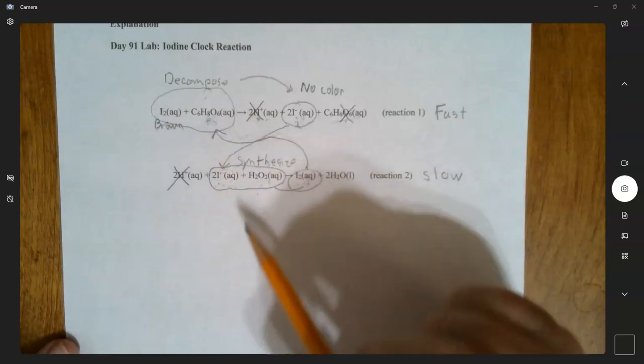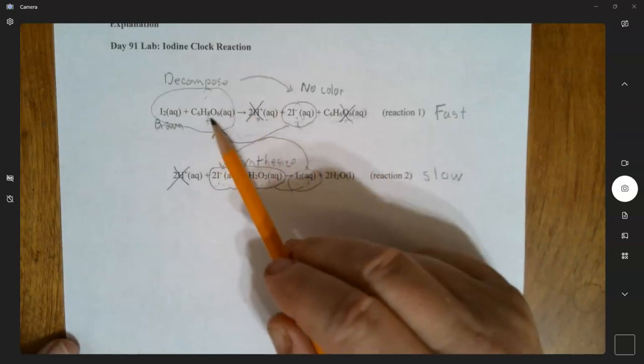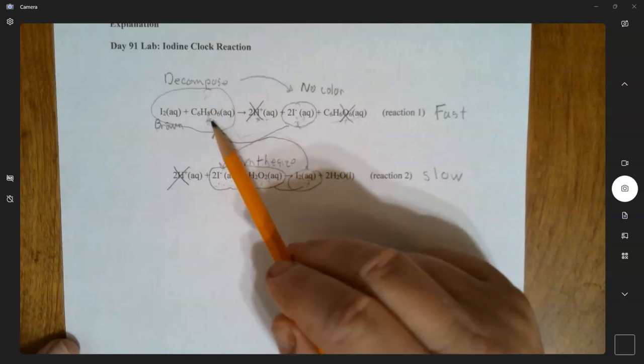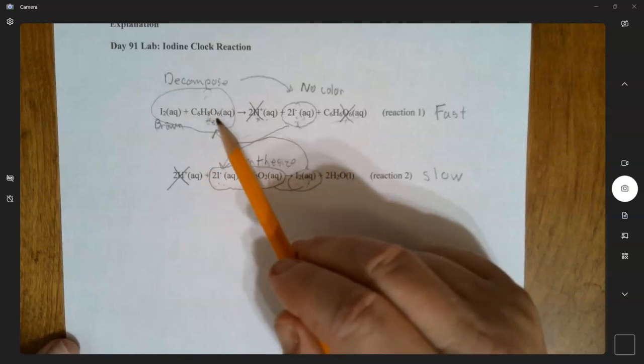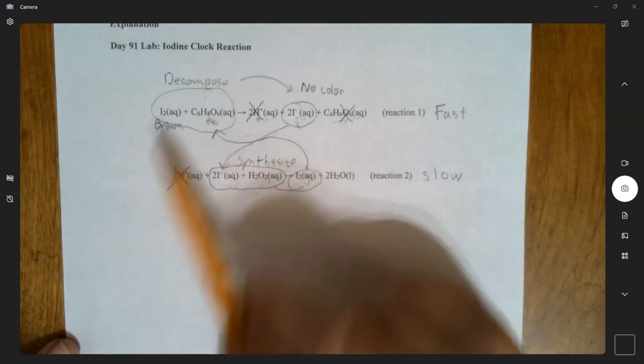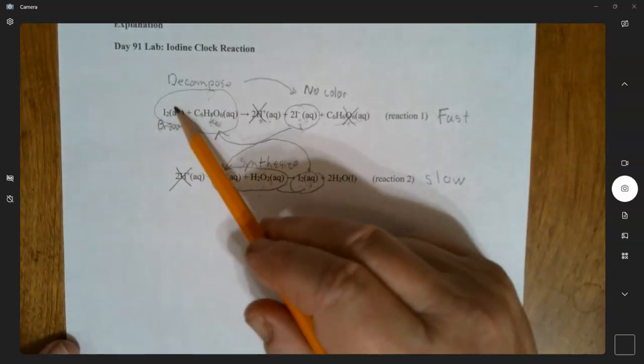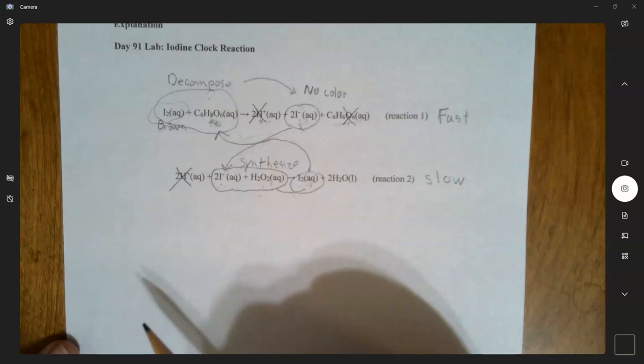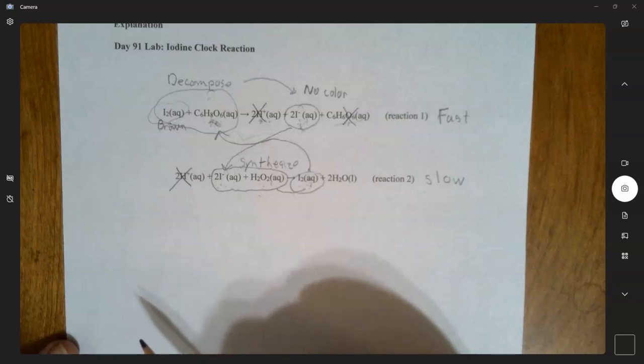So you don't see any color until finally the vitamin C, the ascorbic acid, runs out. You've consumed it all. There's no more ascorbic acid to break down the I2, and so it remains as I2 in solution, and that's when the solution goes back to the dark brown, the natural color of iodine.